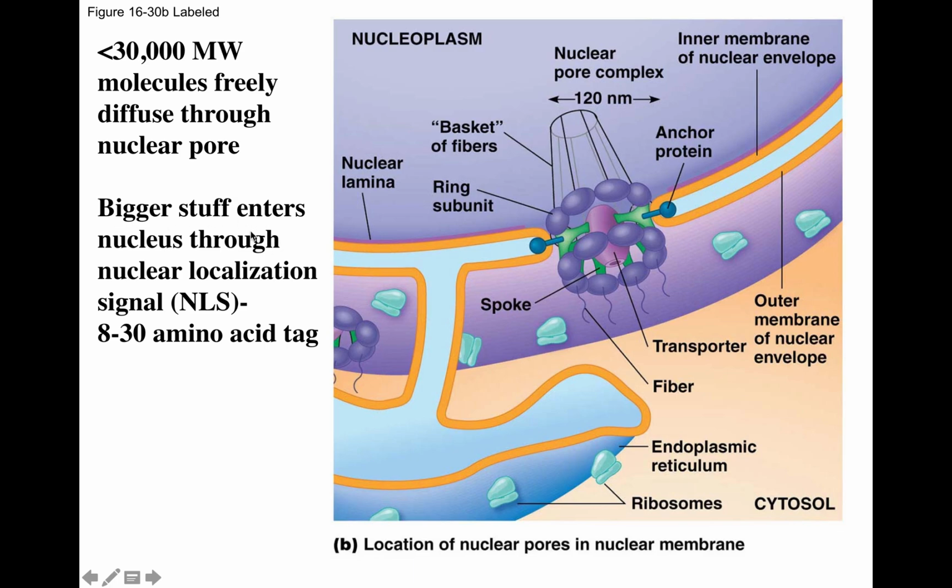If you are bigger, it doesn't mean you can't get into the nucleus. It just means that you need a nuclear localization signal, NLS, which is an amino acid tag that's between 8 and 30 amino acids long. This is part of the transcript that would be coded for by the nucleus, and then that transcript is processed, and then it has to leave through a nuclear pore, and then gets translated on a ribosome, and then the resulting protein would have to get back into the nucleus through a nuclear localization signal. So it's coding for its own return trip, so to speak.